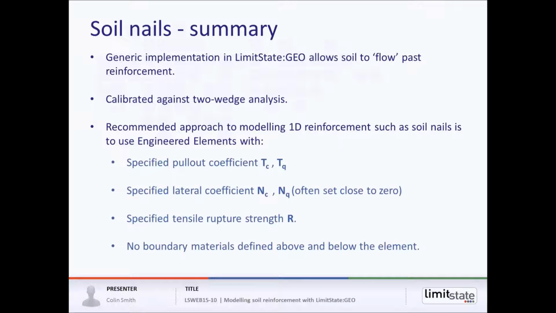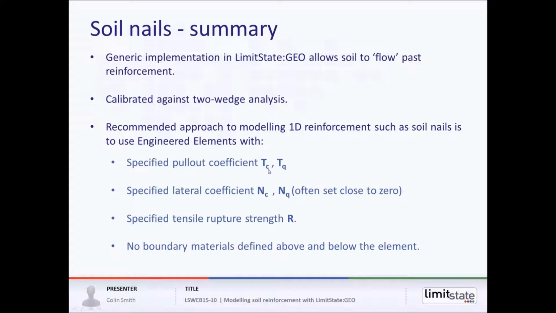The generic implementation of LimitState GEO allows soil essentially to flow past reinforcement. LimitState GEO is a plane strain two-dimensional analysis, but we can actually analyze these one-dimensional elements by putting in these pull-out and lateral factors. So soil can sort of flow past the reinforcement, but the reinforcement can still interact and transmit tensile forces.